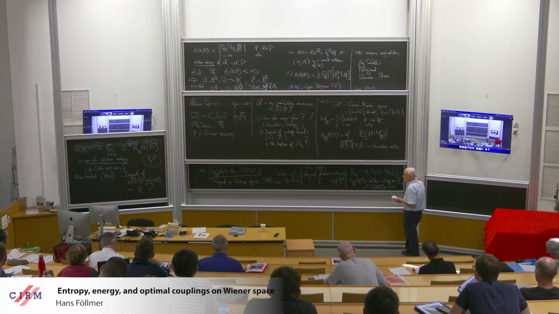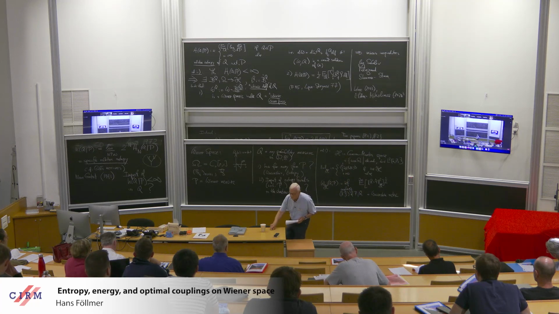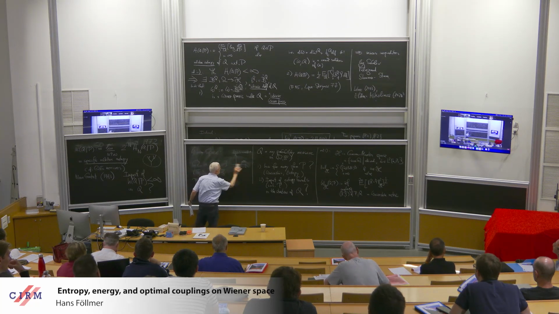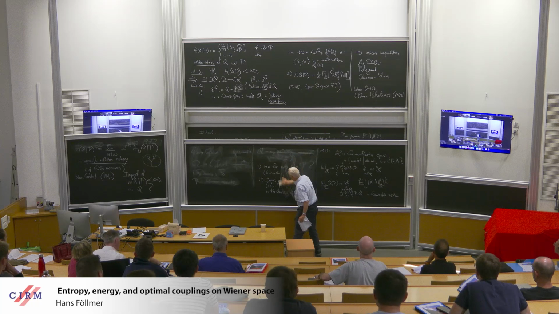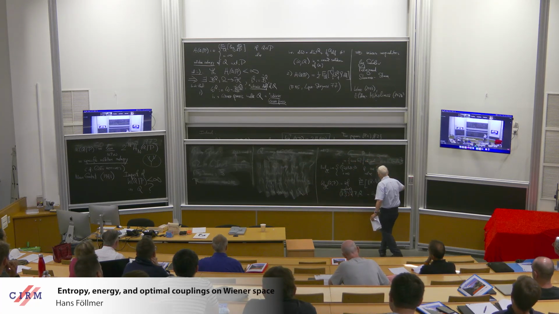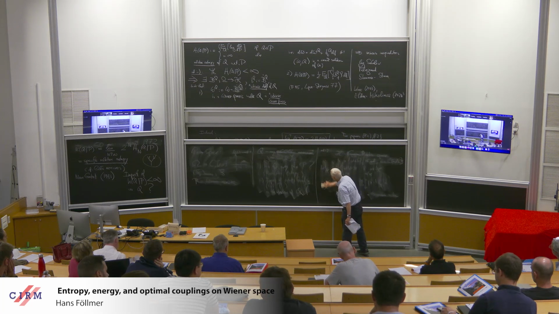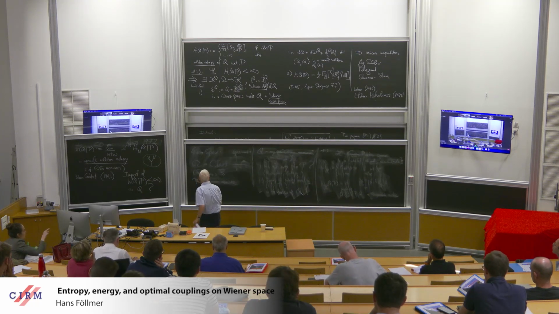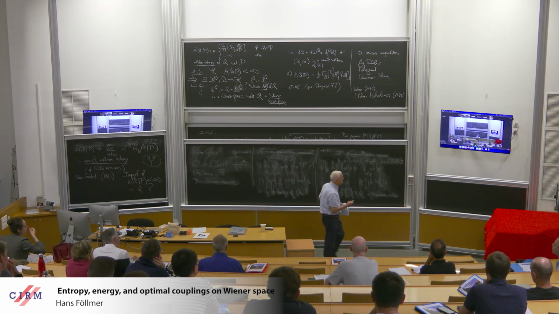So to begin, we assume that Q is a martingale measure. That means the coordinate process is a continuous martingale under Q. And so it has a quadratic variation. And the quadratic variation can be viewed as a random measure on the unit interval. So I hope this can be read.